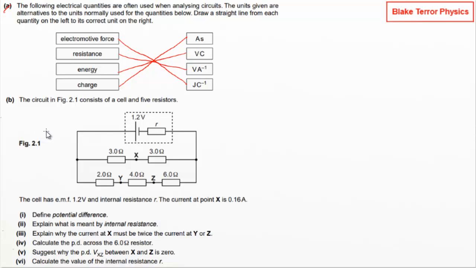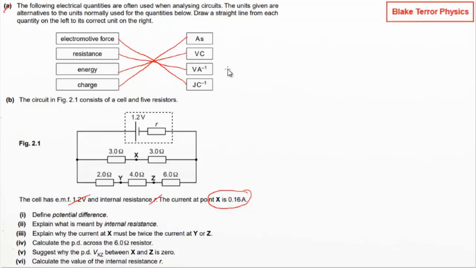Part B. The circuit below consists of a cell and 5 resistors. We've also got some internal resistance. The cell's got 1.2 volt EMF. That's in the picture. Internal resistance, little r. Current at point X is 0.16 amps. That's not in the picture, so I'll highlight that. Define potential difference. Excellent.